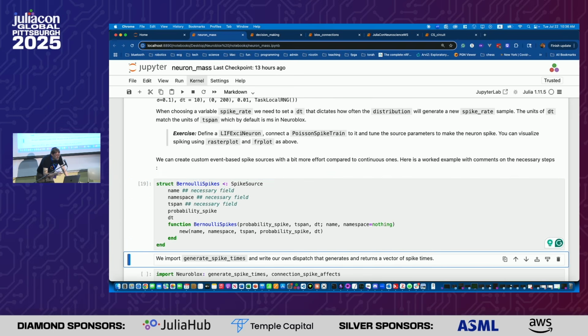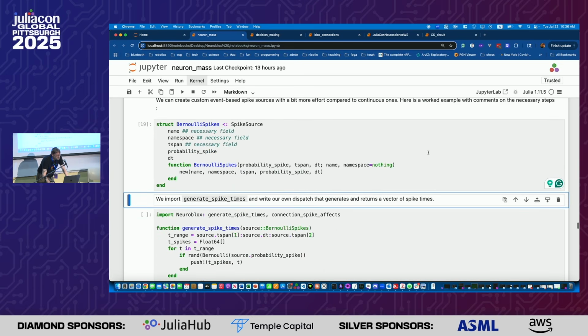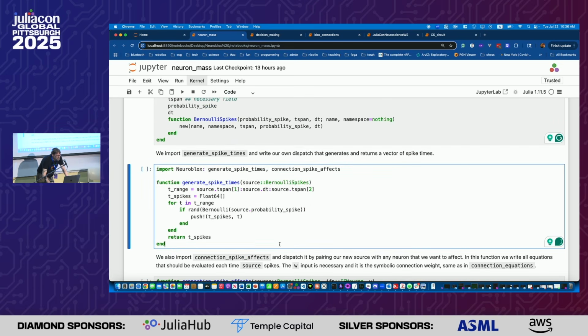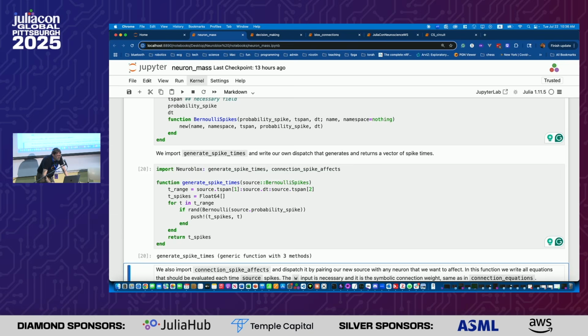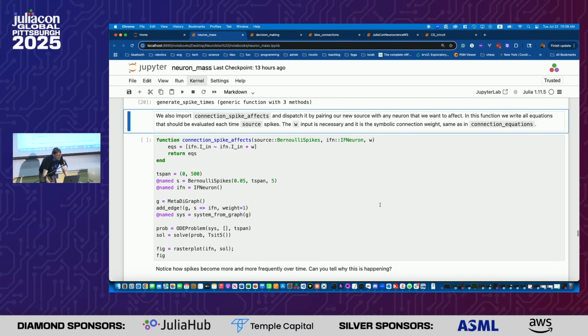which you define from Distributions.jl. You can then create a function to generate these spike times. So for each of these spike train generators, you essentially have to create a function that then actually draws from these distributions. And then what we can do is we can create a connection that affects.